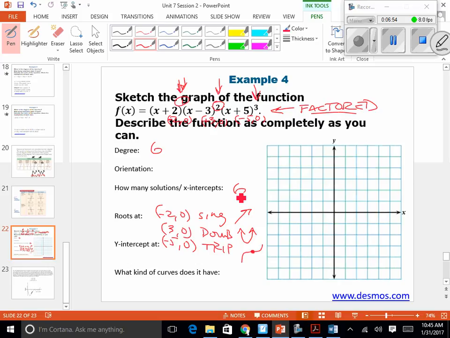The orientation, you look right in front. If there's a negative sign, the orientation is negative. If there's no sign, then it's automatically positive.